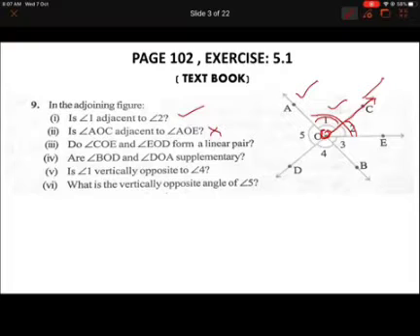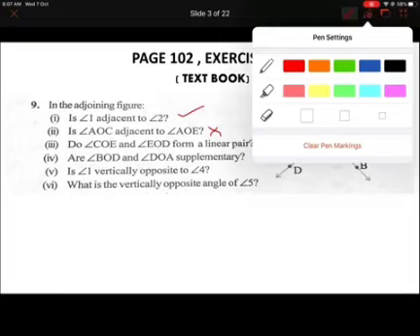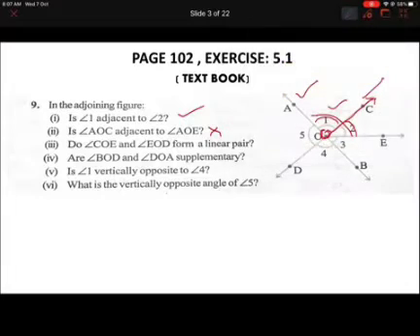Do angle COE and angle EOD form a linear pair? Now, let's see where they are. Now, you can see angle COE is this, okay, and angle EOD is this one. So yes, they form a linear pair because they are sitting on a straight line DC. Did you understand, children? Yes, they form a linear pair.